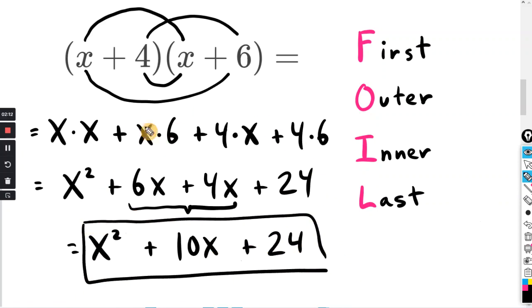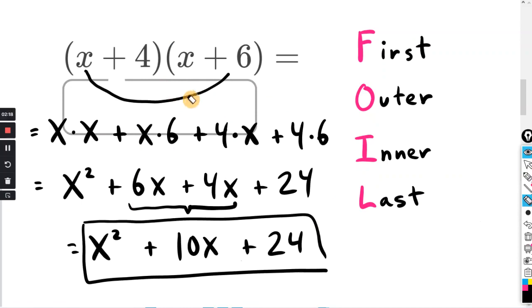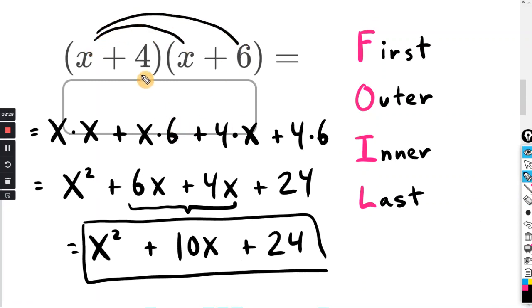Now, some of you can do this in one step. I just wrote everything out so you can see what I was doing. But like I said, FOIL doesn't necessarily have to be done in order. You can just distribute the x times x, x times 6, and distribute the 4 times x and 4 times 6. Once you add them all up, you'll get the same thing anyway. But like I said, FOIL is easy to remember, and for some people it would be easier that way.